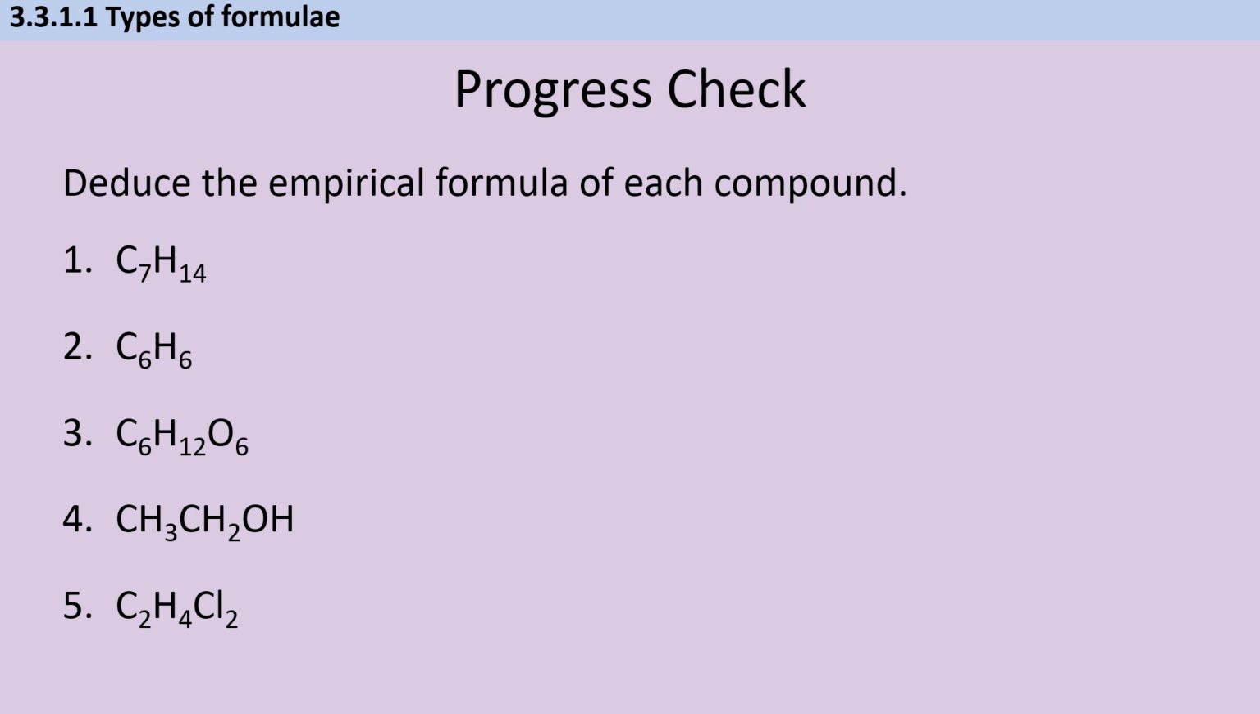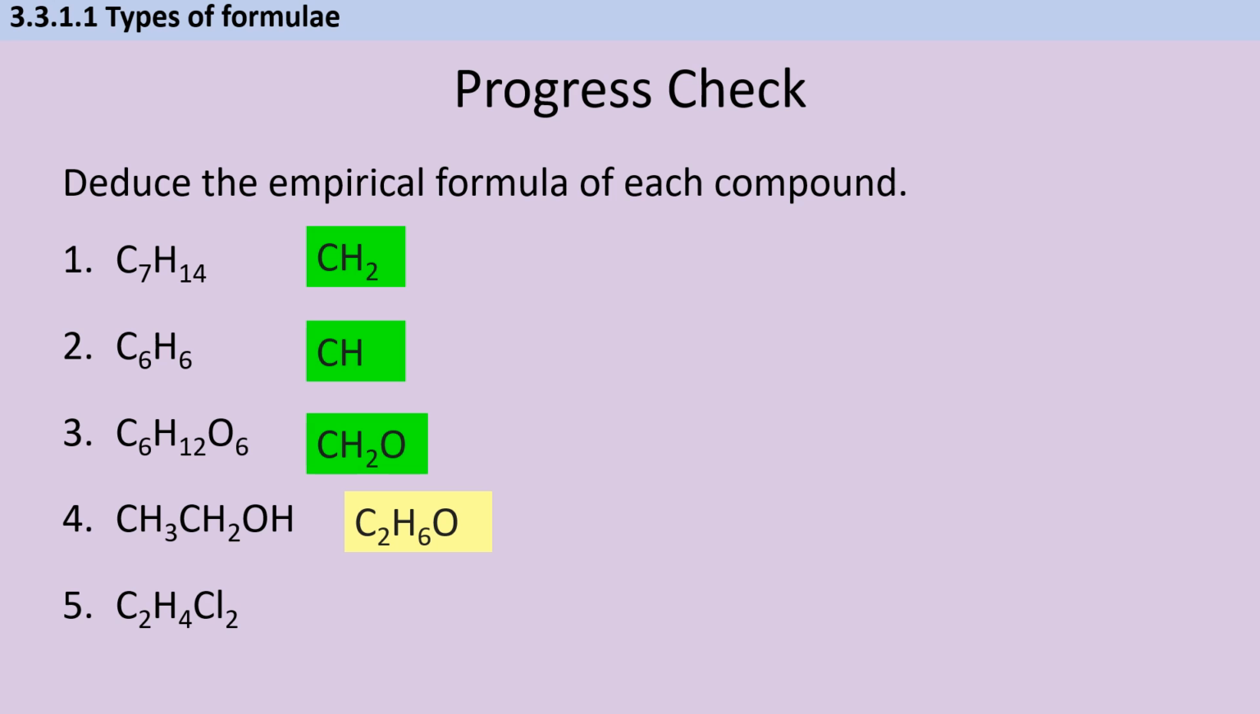First of all, we have heptene, and this is going to simplify to CH2 again because it's still an alkene. Then we have C6H6, which will become CH. Glucose is going to simplify to CH2O. Then we have ethanol. So if first of all I put that as a molecular formula, so C2H6O, this makes it a little bit easier to work with, but I can see here that that's not going to simplify any further because I've only got 1 oxygen atom in there. So the empirical formula is going to be the same as the molecular formula there, C2H6O. And then finally, we've got some dichloroethane, and that's going to simplify to be CH2Cl for its empirical formula.